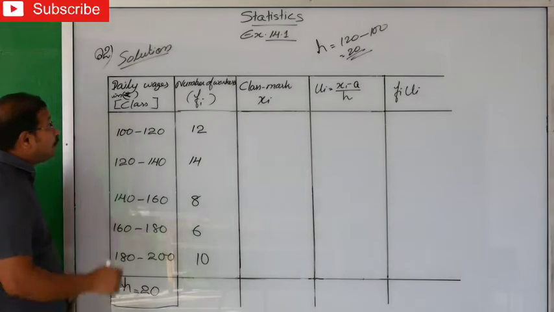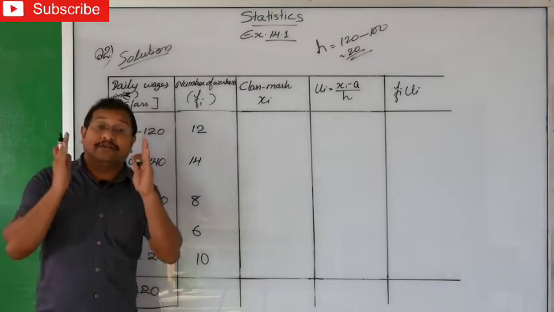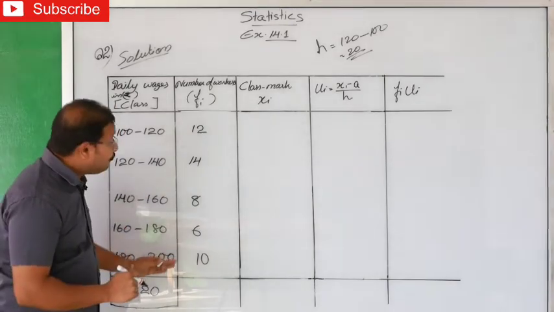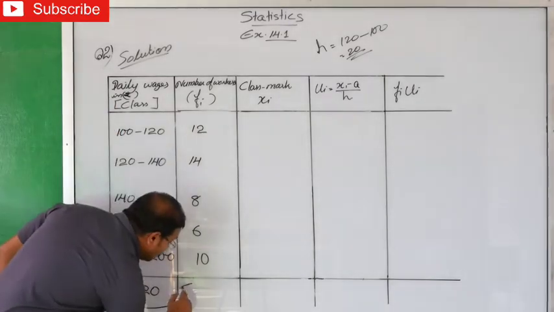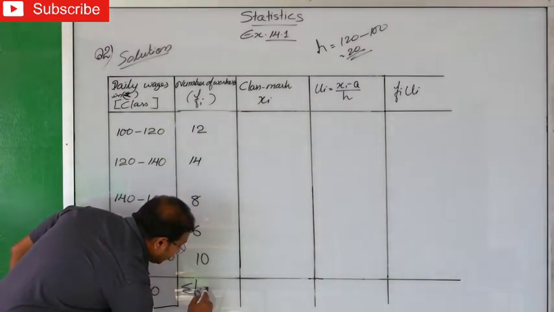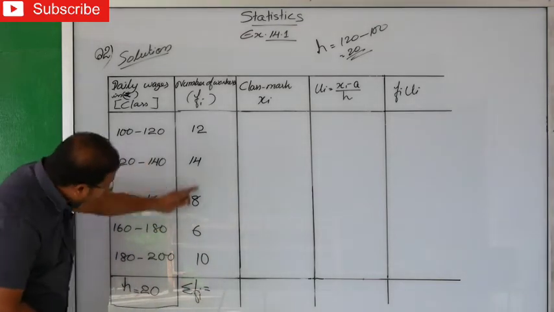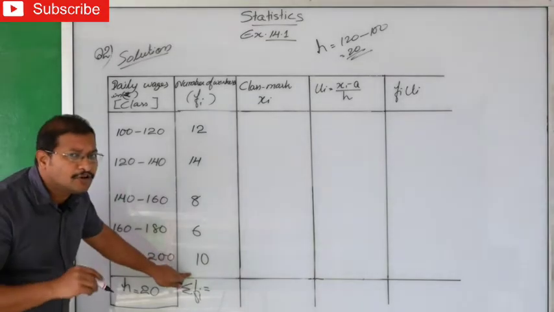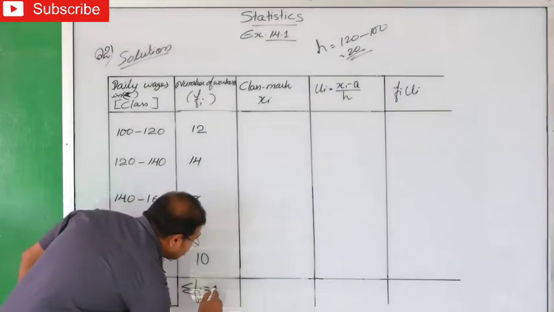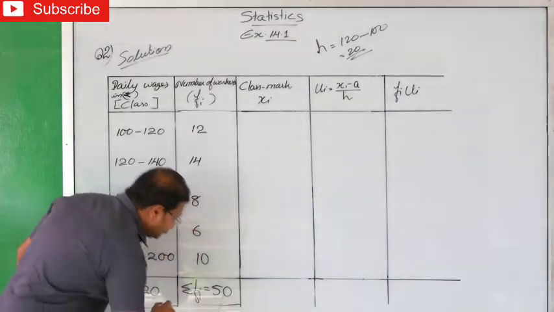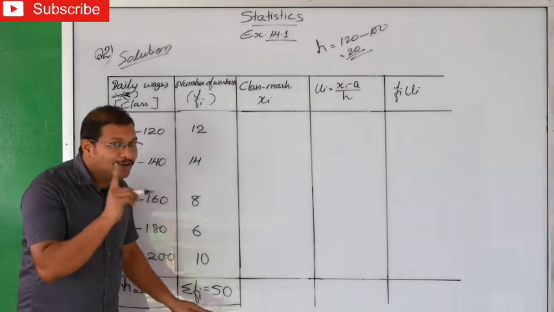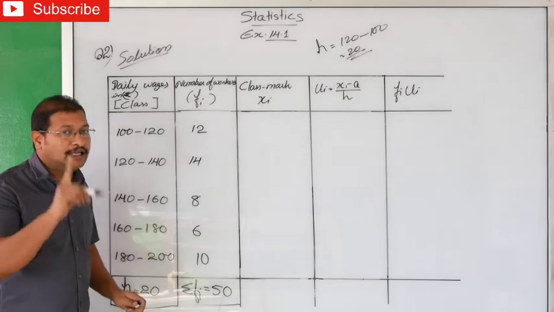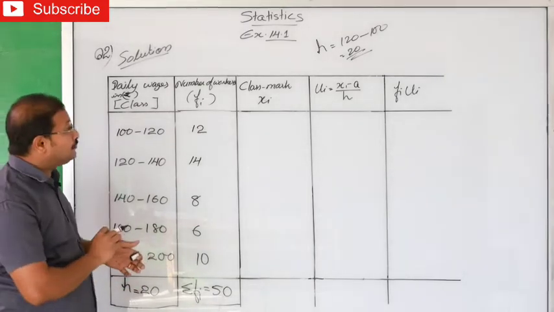Is it okay? After that, number of workers is given in the question. That will be the frequency. From that, we are going to find sigma fi. Sigma fi equals, we have to add the entire frequency. Please add it alone. How much did you get? Yes, 50. Don't copy directly from here. You have to do it alone. So take the total. Total frequency is 50. After that, class mark.